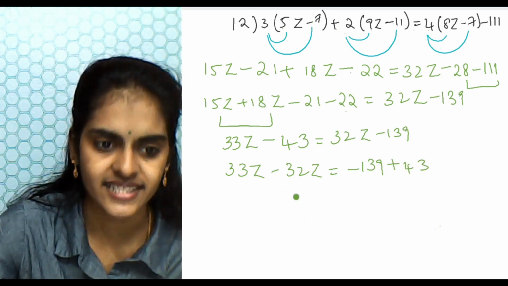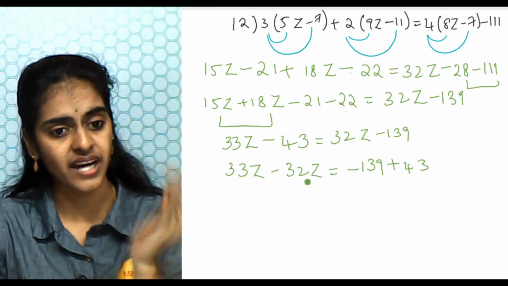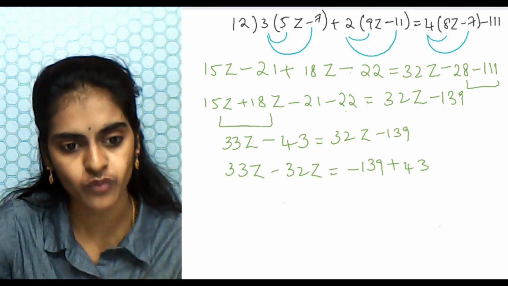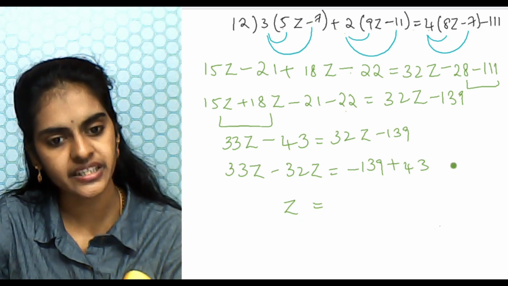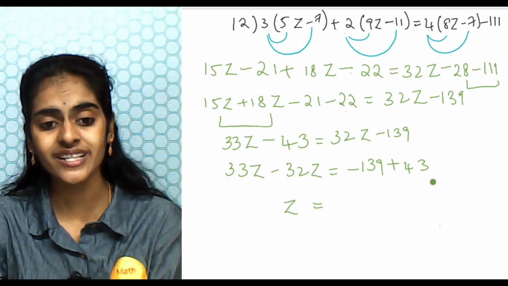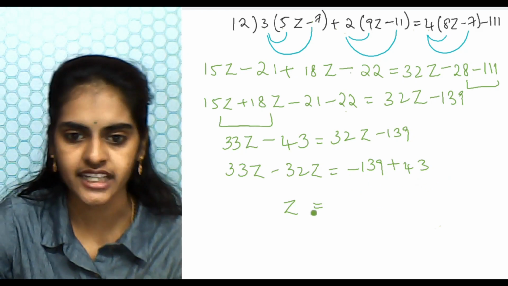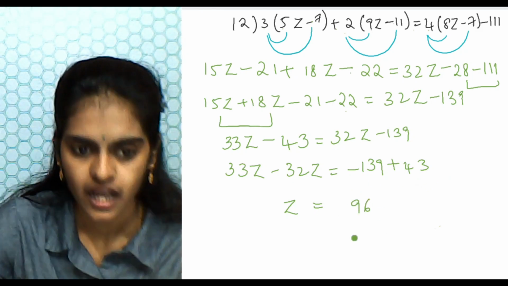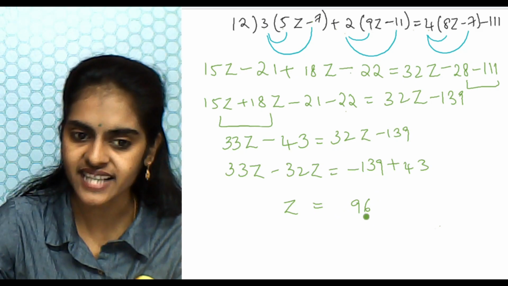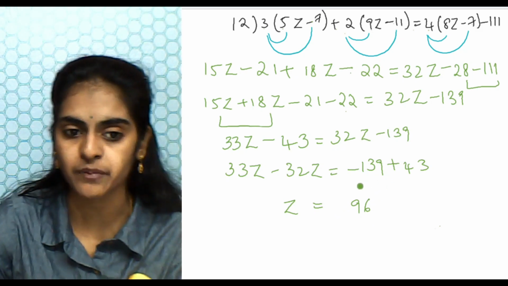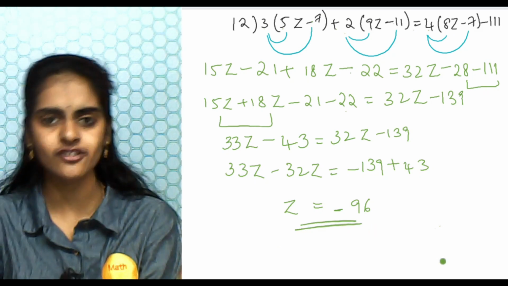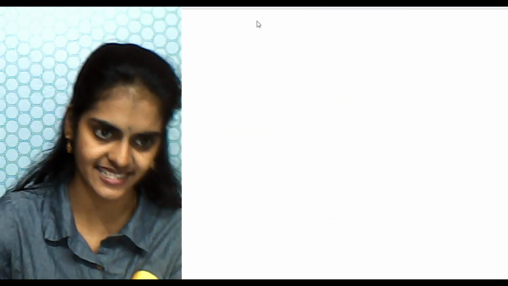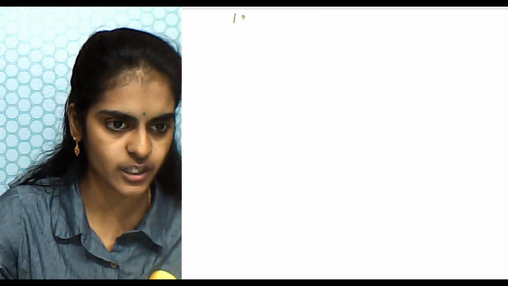Clear? So this is 33z minus 32. 33 minus 32 is 1z, which is equal to 139. You have a negative integer and a positive integer, so you will subtract. Subtracting, you will get 96. And now the sign of this answer will be the sign of the bigger number. The bigger number has a negative sign, so the answer also will have a negative sign. So z is minus 96. Yes. Let us move on to the next question.